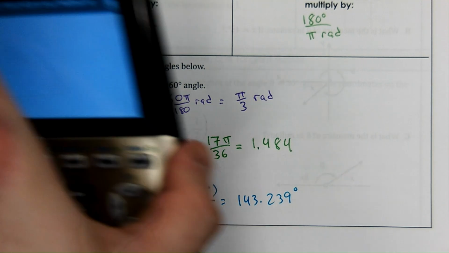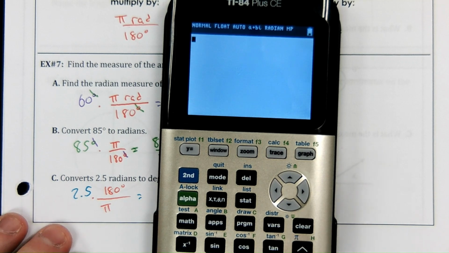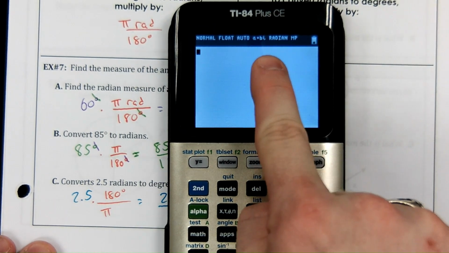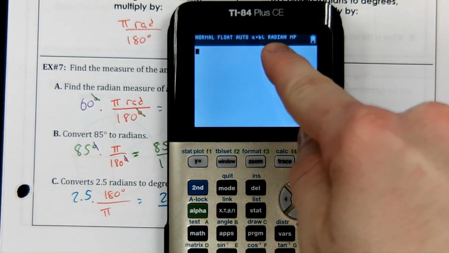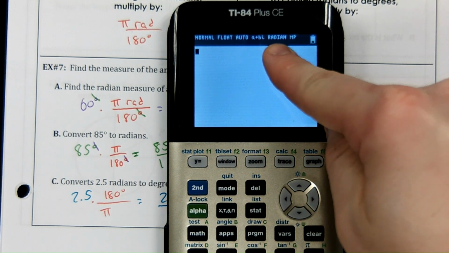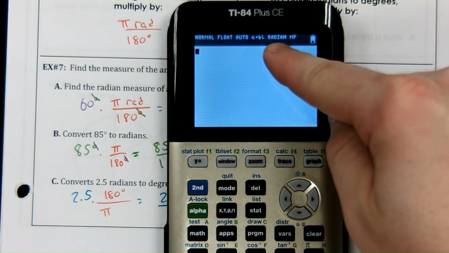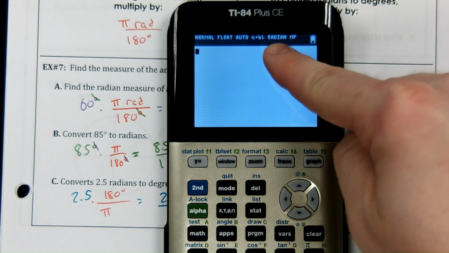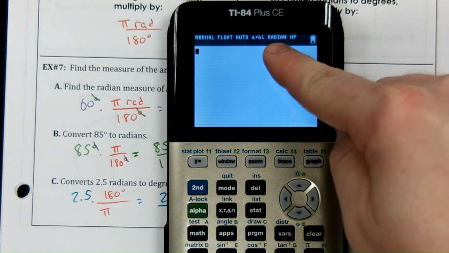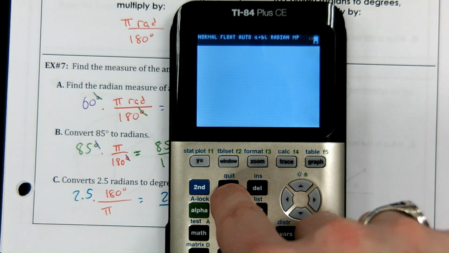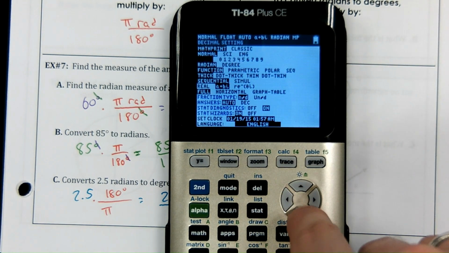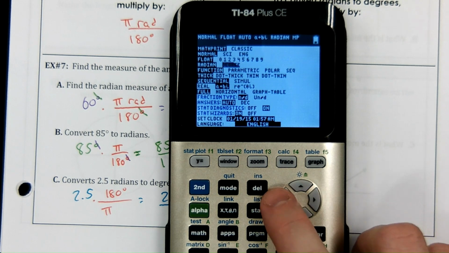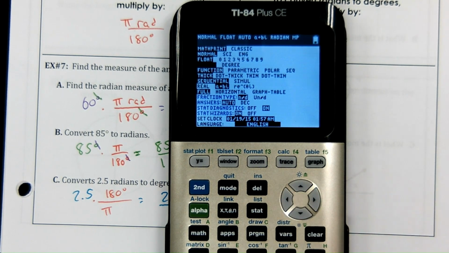Speaking of, every scientific and graphing calculator has the ability to work in radians or degrees. I keep my calculator in radians. The only time I change it to degrees is if a question is working with degrees. To change it between degree mode and radian mode, you press the mode button and scroll down. It's right there, radians and degrees. I keep it in radian mode. More often than not, you're going to work with radians.